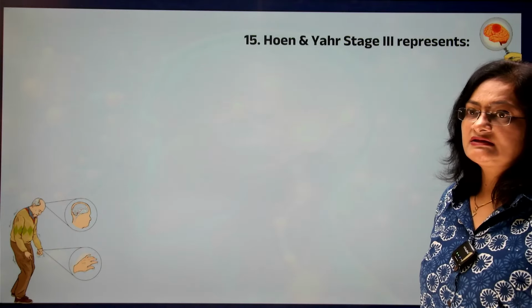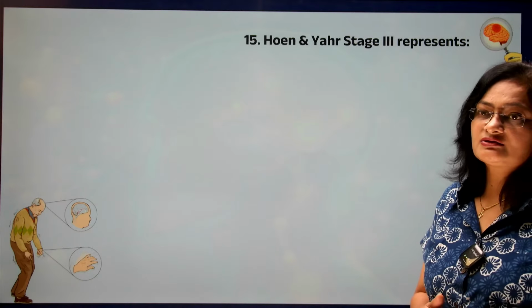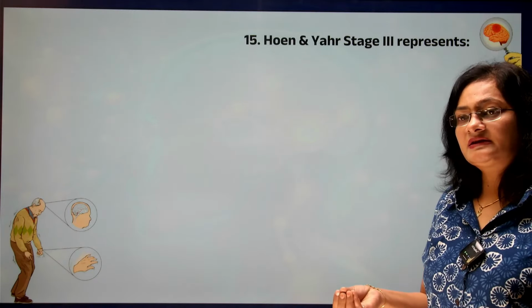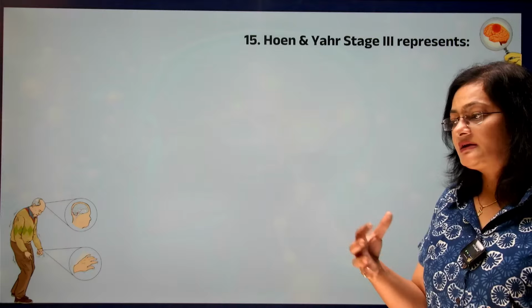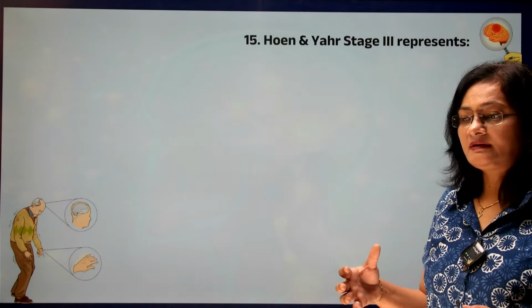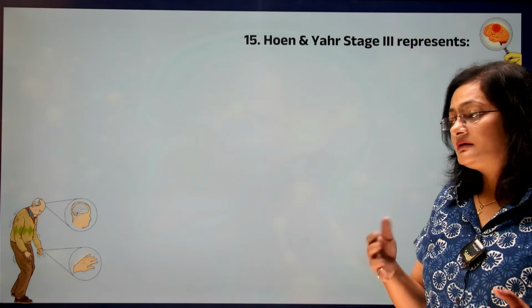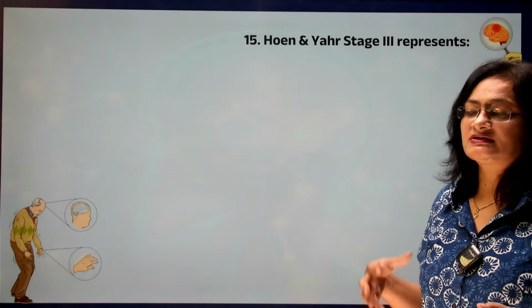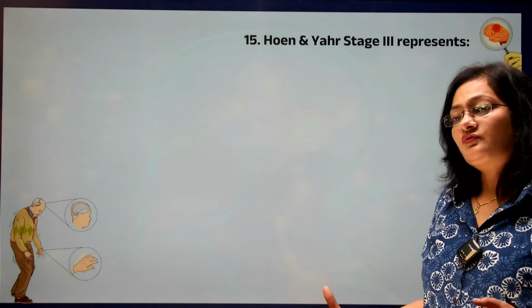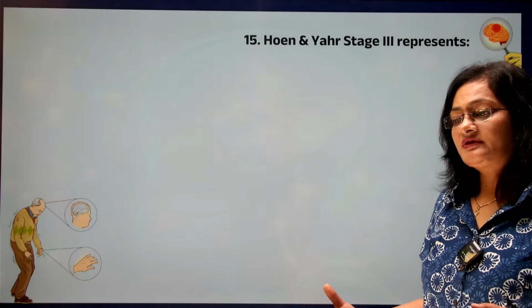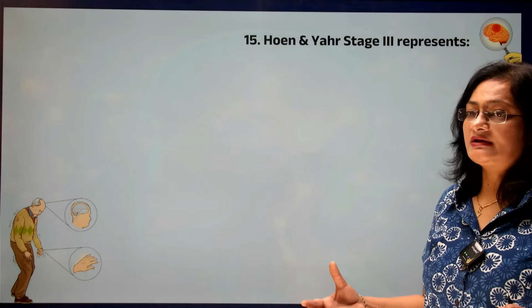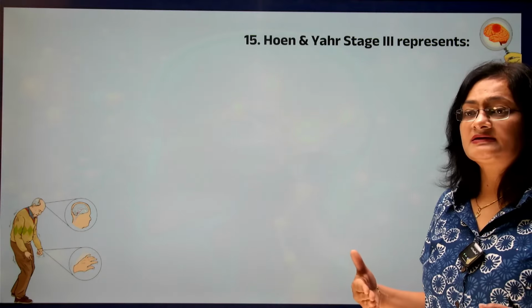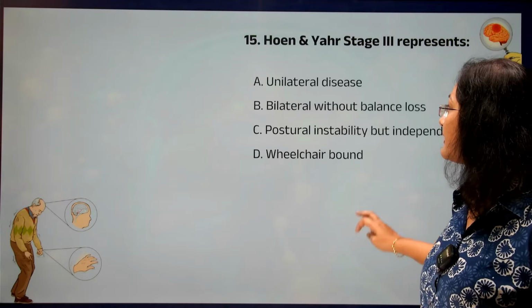Hoehn and Yahr stage 3 represents what? There are 5 stages of Hoehn and Yahr. In stage 1, there will be just neck rigidity. Stage 2, neck rigidity and posture will be affected. Stage 3, rigidity will be there, posture will be affected, some of the righting reactions are affected. Stage 4, the patient will have more severe symptoms and is confined to a wheelchair. And in stage 5, the patient will be confined to bed or mobility is severely hampered.